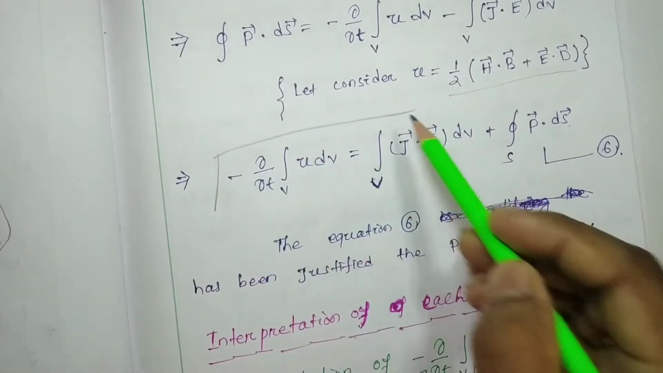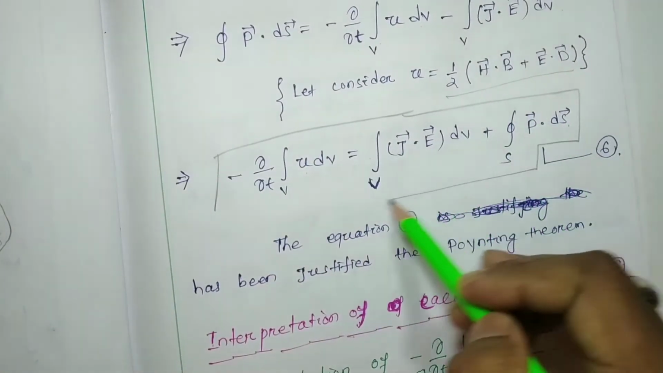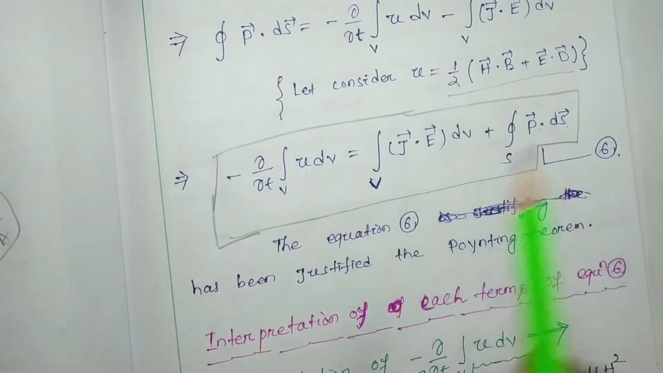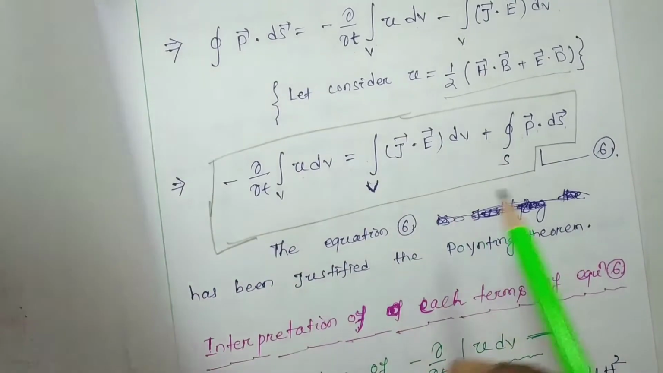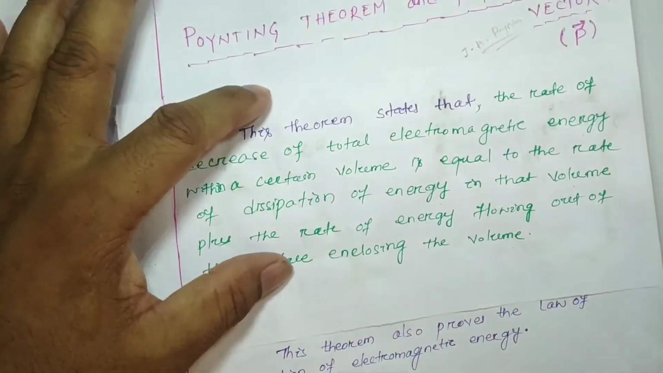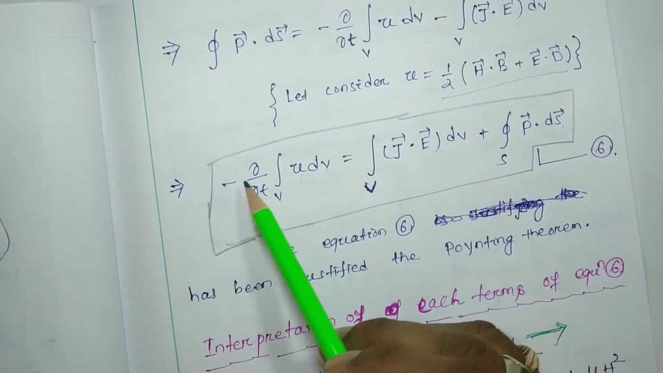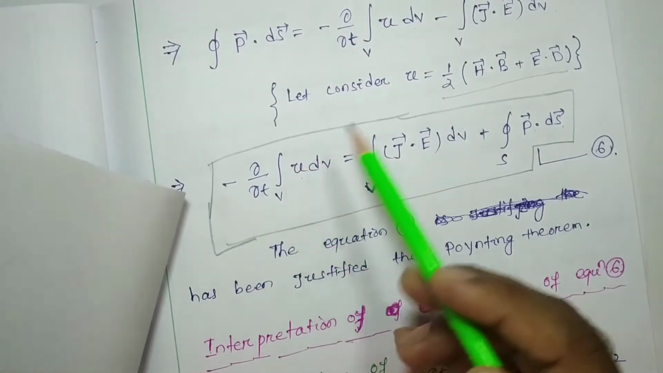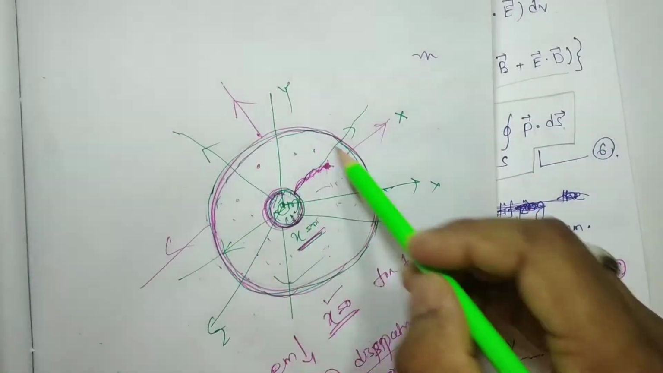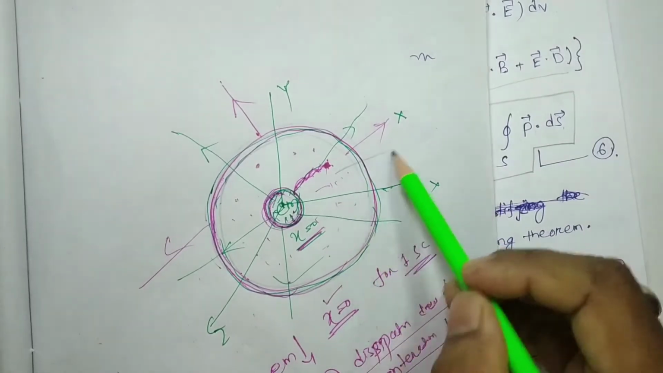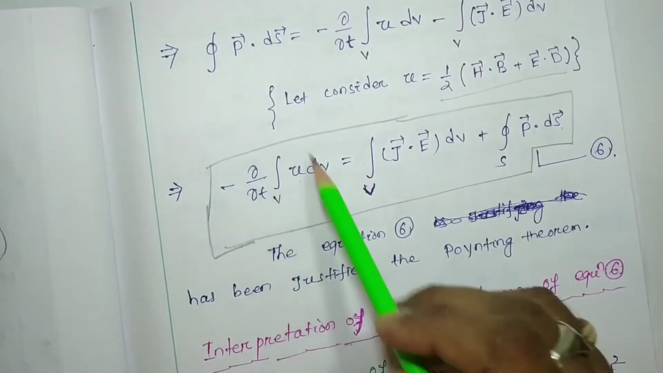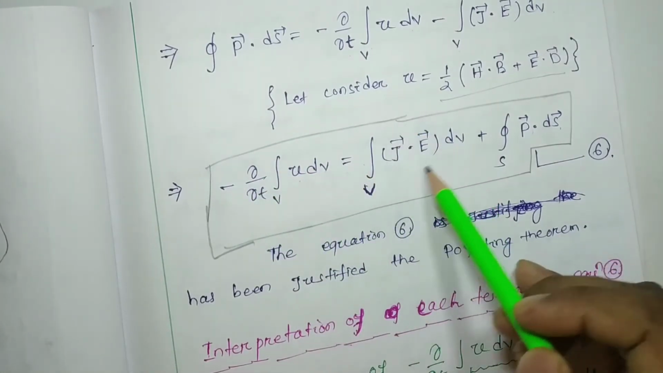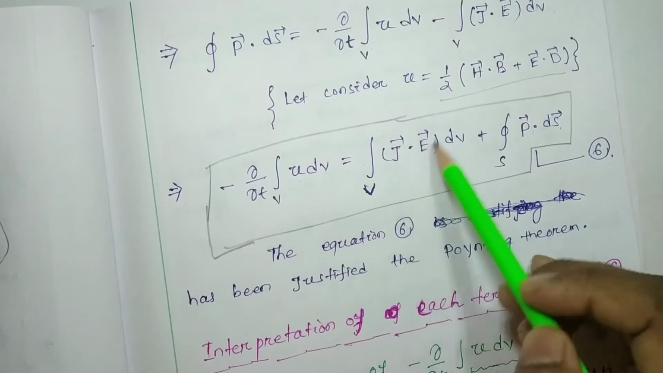So if we extract the physical meaning of this term, then it proves this theorem. The meaning is the decrease of energy from a particular volume. Suppose this is the volume, and the energy decreases from this volume. The left hand side indicates the total energy decrease, which is equal to this term, which belongs to dissipation of energy. This belongs to dissipation of energy.